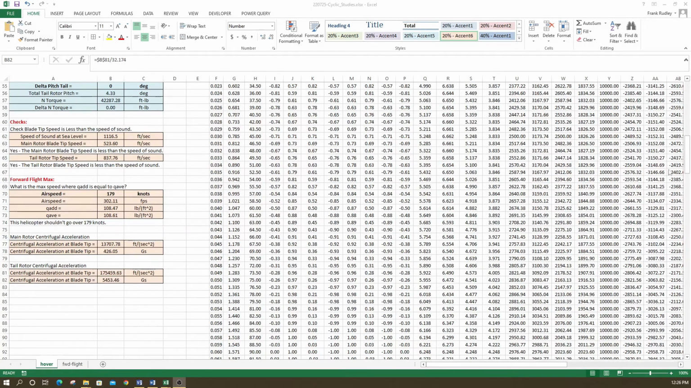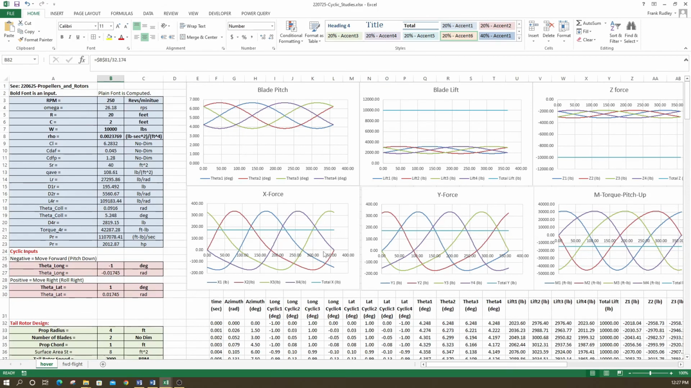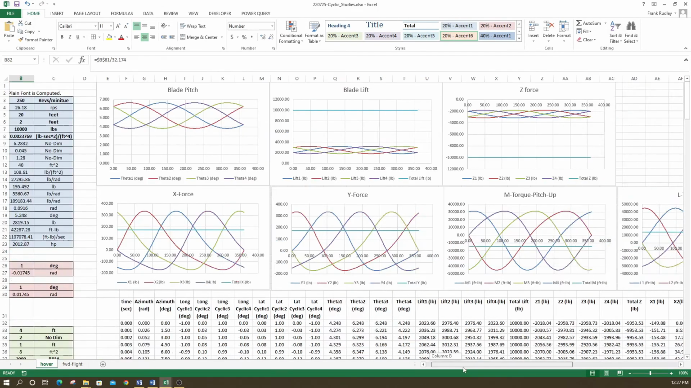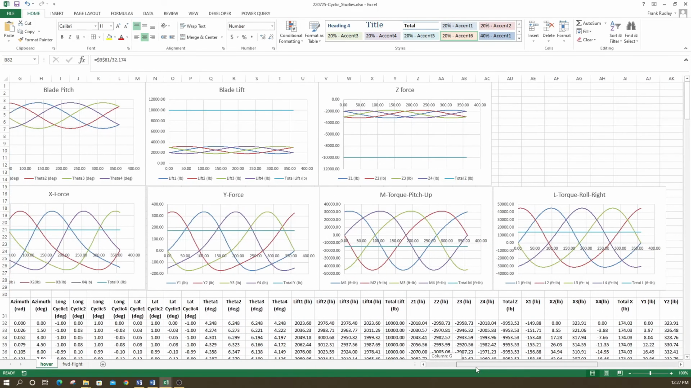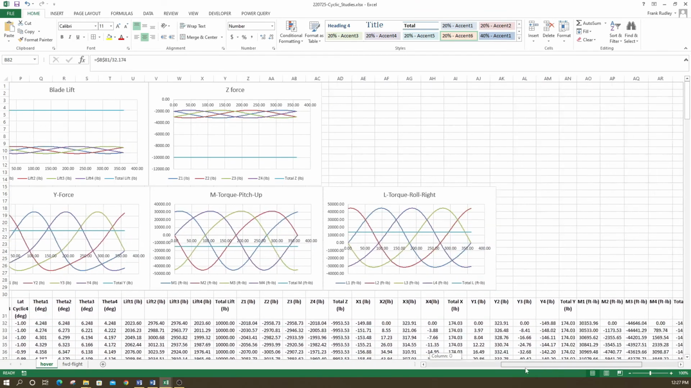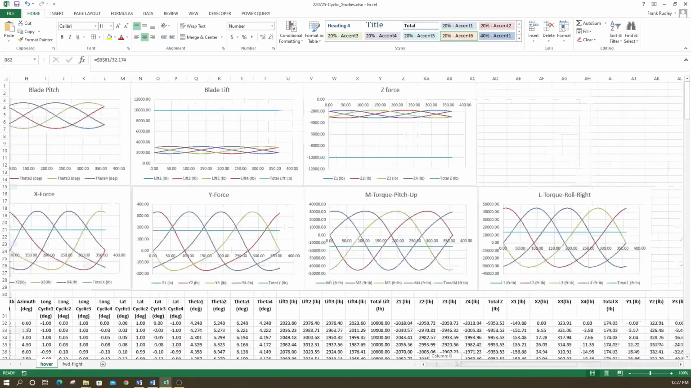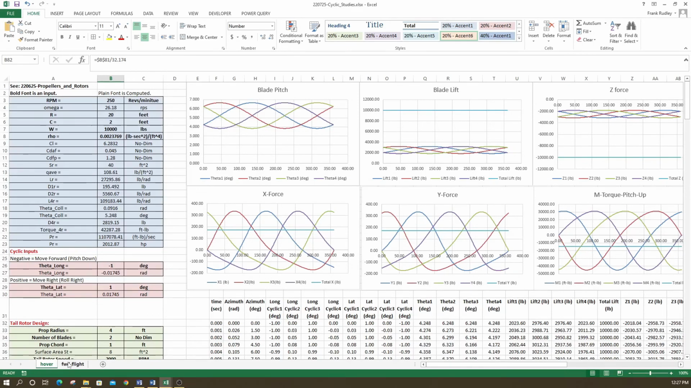All right, so if we look at the overall spreadsheet again, I'm going to bring this up. And yeah, so I plot out the forces. And so this is a good tool for doing your initial investigation at hover. So this is the tab I have for hover.